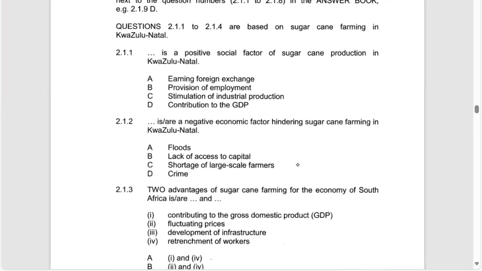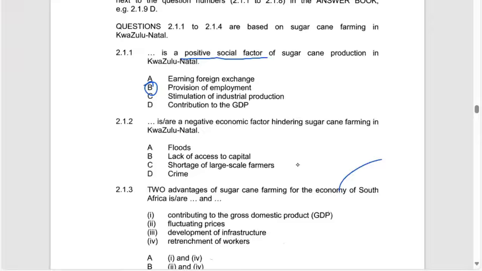Right. The first question says, which one is a positive social factor of sugarcane production in KwaZulu-Natal? The question is asking about a positive social factor, which means it's a benefit to society. How does society benefit from sugarcane production? The response is B, provision of employment.